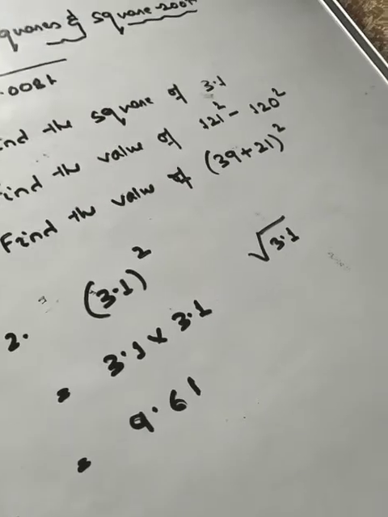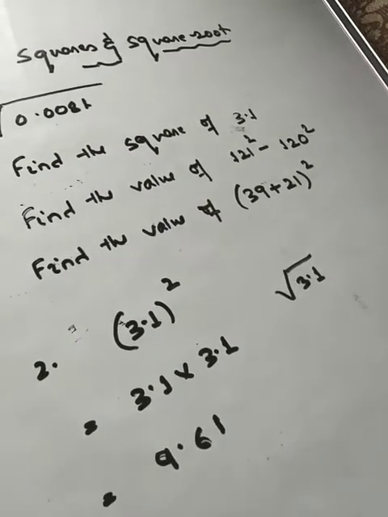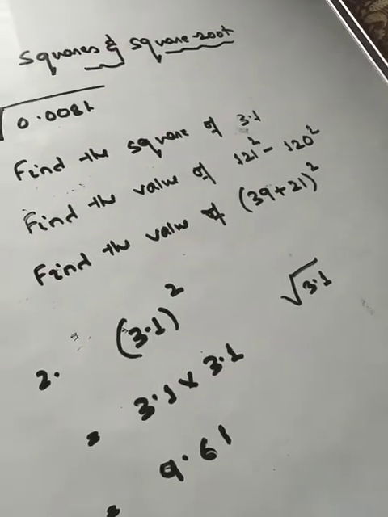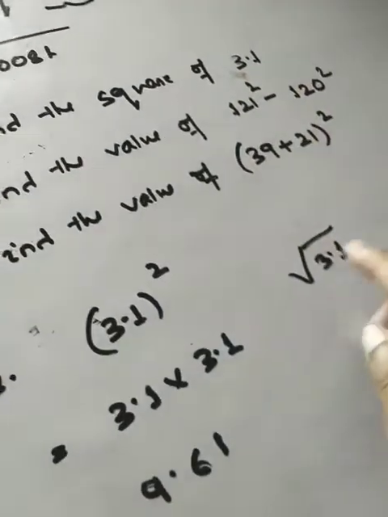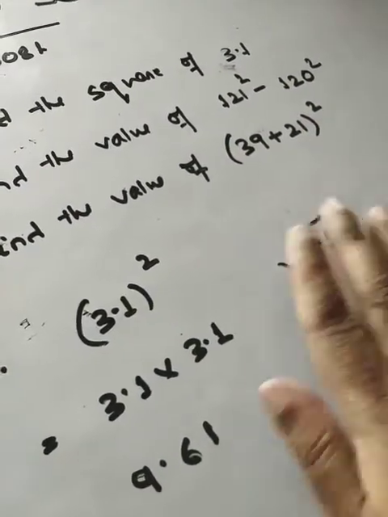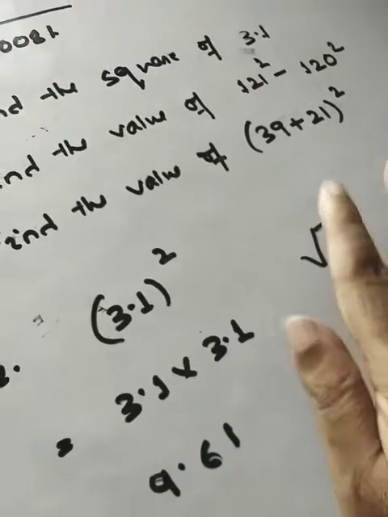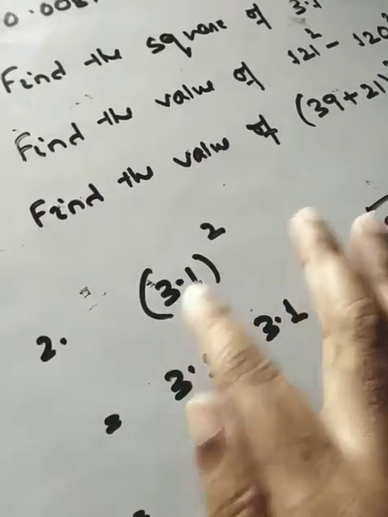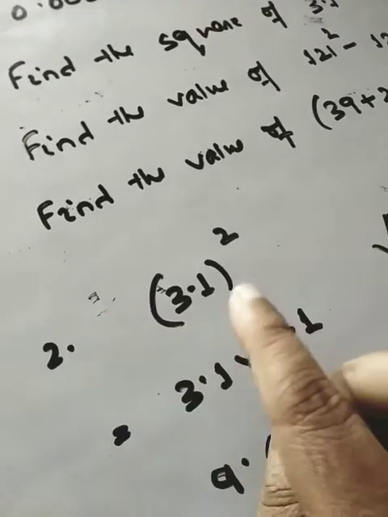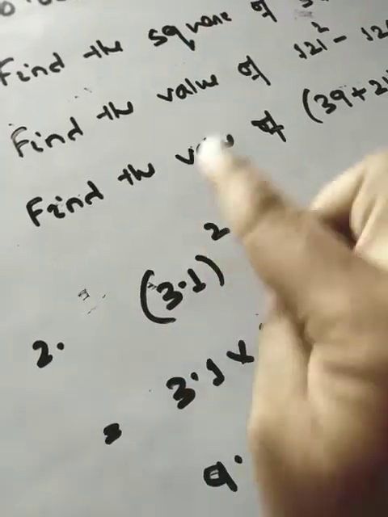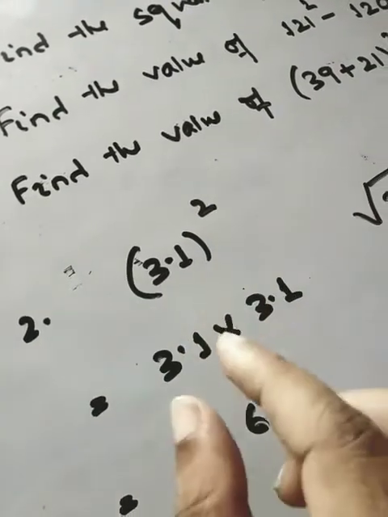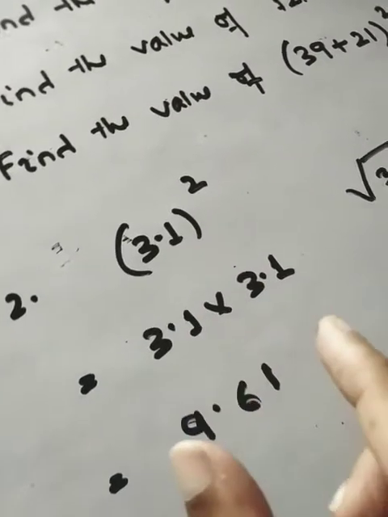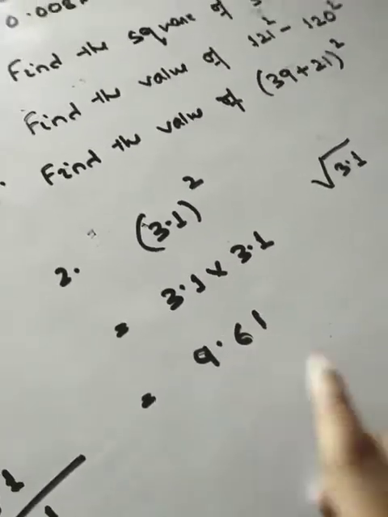It is the observation from the previous year also that when we give this type of question, the students assume that they have to find the square root. But no, square does not mean square root. We have asked to find the square of 3.1. So in this case you have to find the square. How to write 3.1 square? This means that you have to multiply 3.1 two times, and then give your answer.